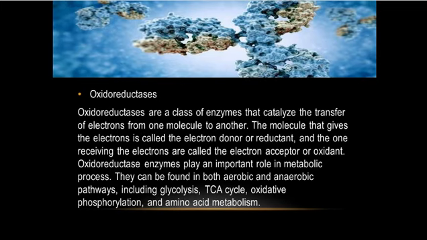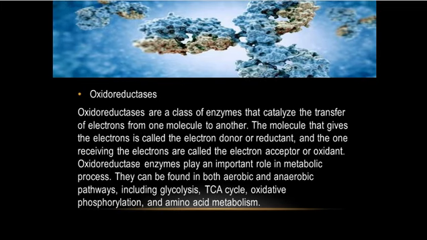Oxidoreductases are a class of enzymes that catalyze the transfer of electrons from one molecule to another. The molecule that gives the electrons is called the electron donor or reductant, and the one receiving the electrons is called the electron acceptor or oxidant. Oxidoreductase enzymes play an important role in metabolic processes.